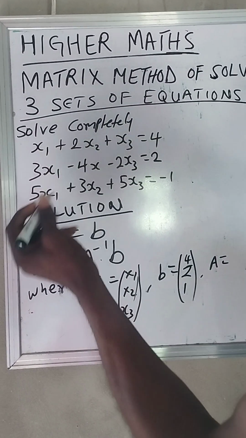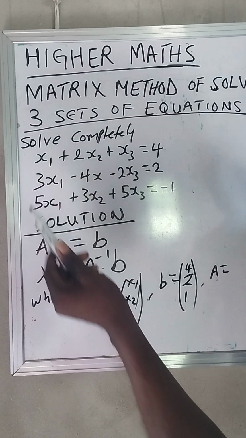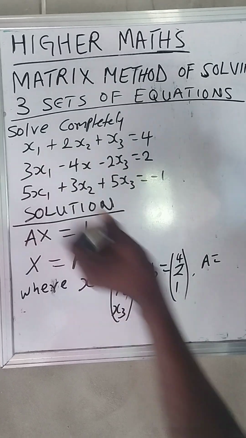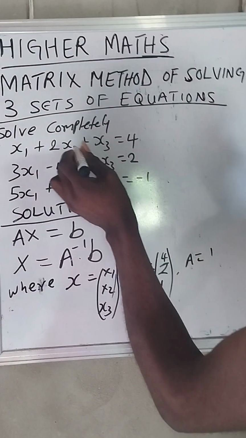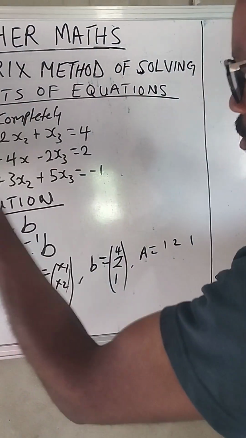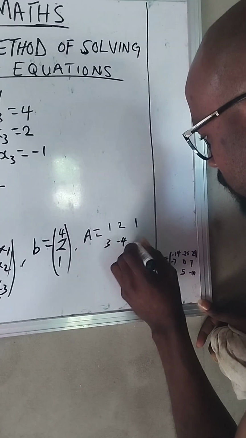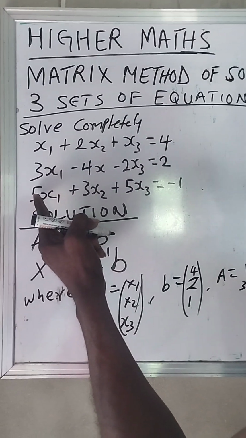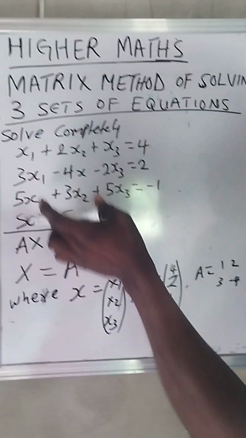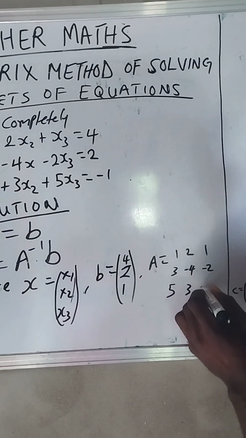A is a 3 by 3 matrix. You bring out the coefficient of each of the variables. x1 has a coefficient of 1, x2 has a coefficient of 2, x3 has a coefficient of 1 in equation 1. Here we have 3, minus 4, minus 2. Then here we have 5, 3, and 5. You bring out the coefficient of each variable in each of the equations.